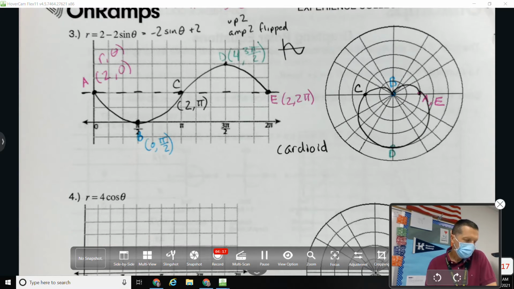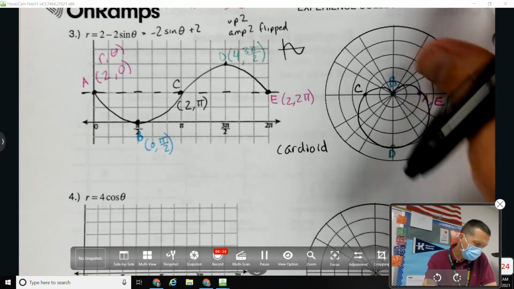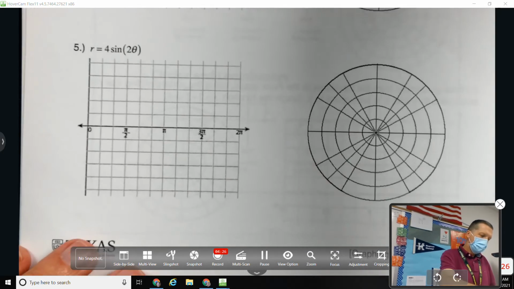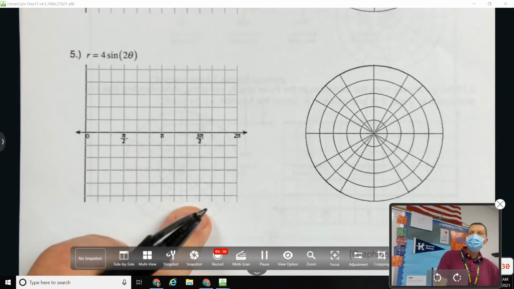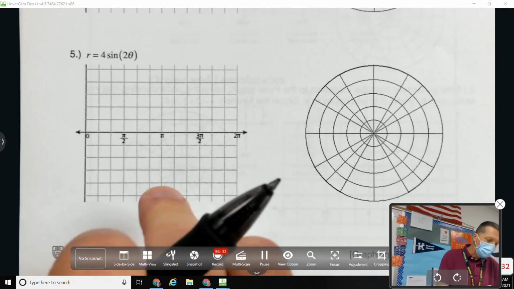All right, 4 or 5? The polar graph of number 5. Okay. So looking at number 5. Well, it's hard to go over the polar graph without first doing this graph, at least for now. So I'll quickly do this graph.